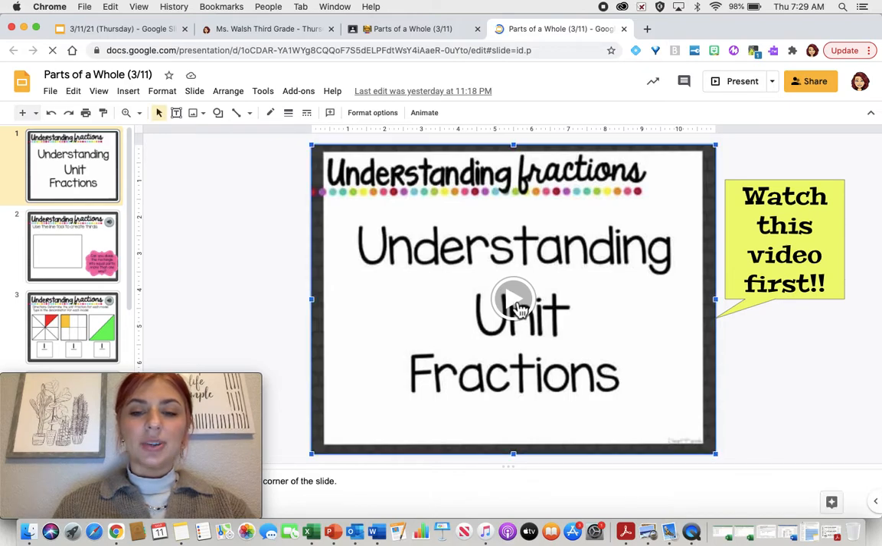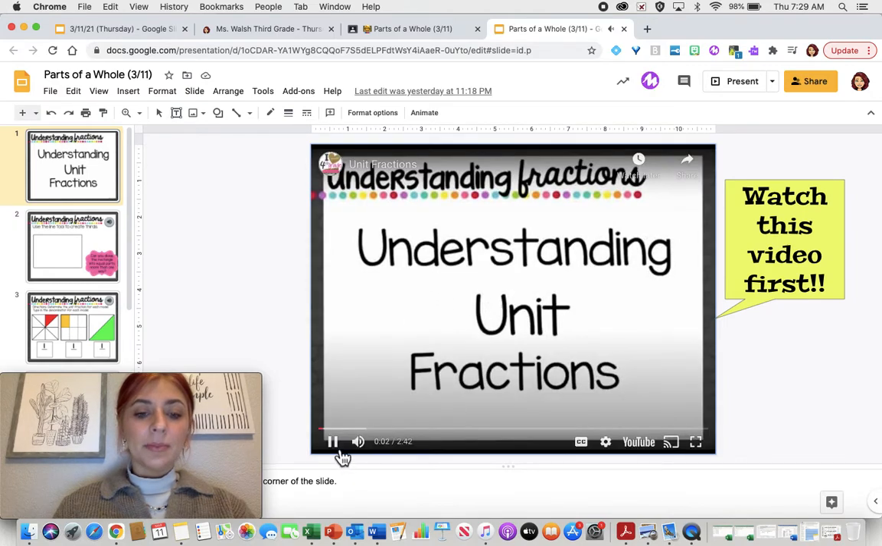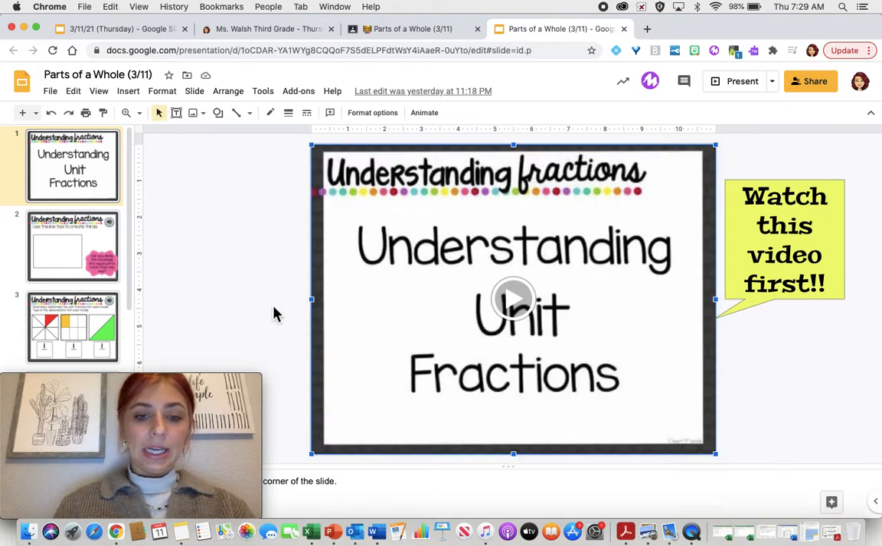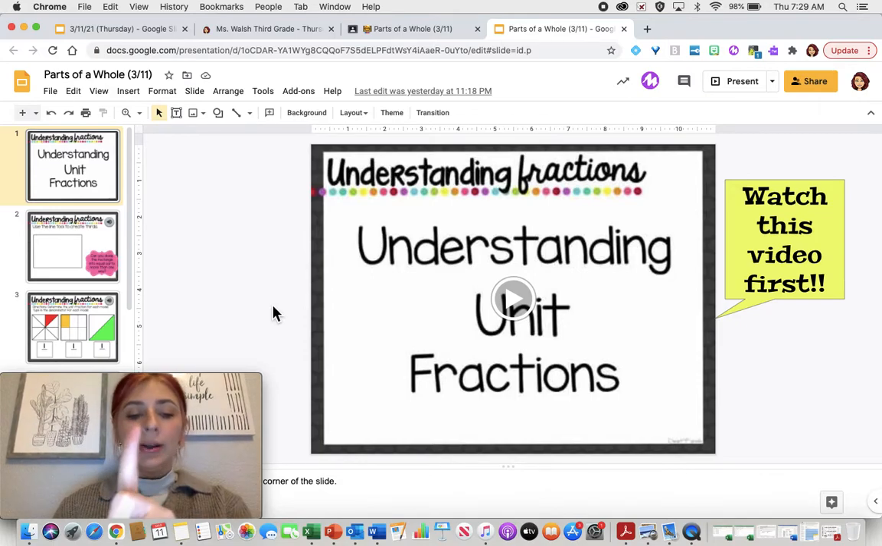You might have to click it twice. It just takes a moment to load, so just be patient with it. It's going to talk about unit fractions, and it's really going to help cement that idea that unit fractions always have a 1 as the numerator, alright?